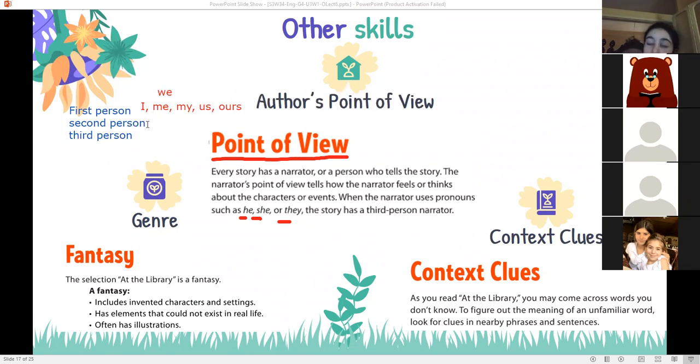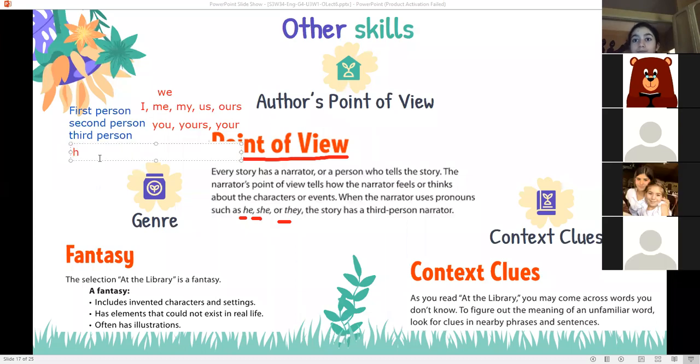Okay. Now, when you have the pronouns you, or yours, or your, it means we have a second person point of view. When you have the pronouns he, or she, or they, or his, her, hers, it means that I have a third person point of view. Okay? So this is when we talk about author's point of view.